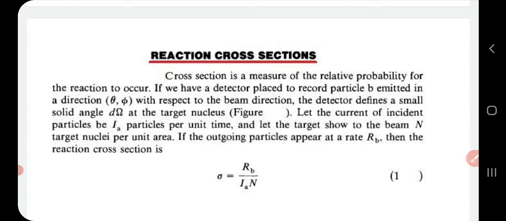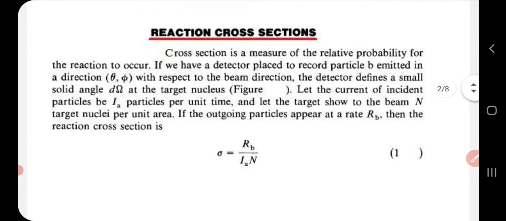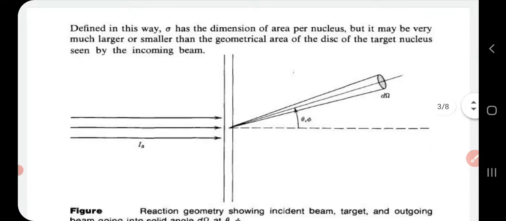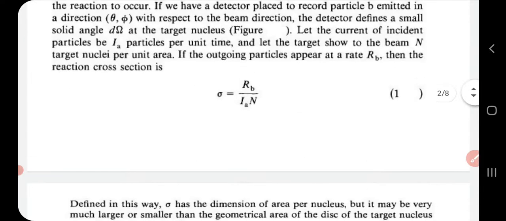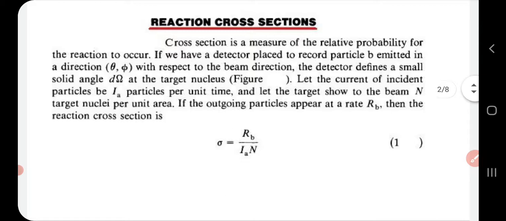Suppose that a particle B is emitted in a direction theta phi with respect to beam direction, and let a detector be placed, and that detector defines a small angle d omega at the target nucleus, as shown in the figure given below. Now let the current of incident particles be Ia particles per unit time, and let the target show to the beam n target nuclei per unit area.